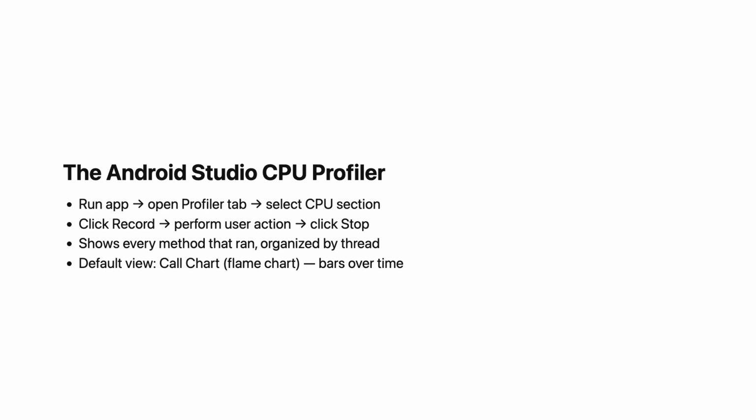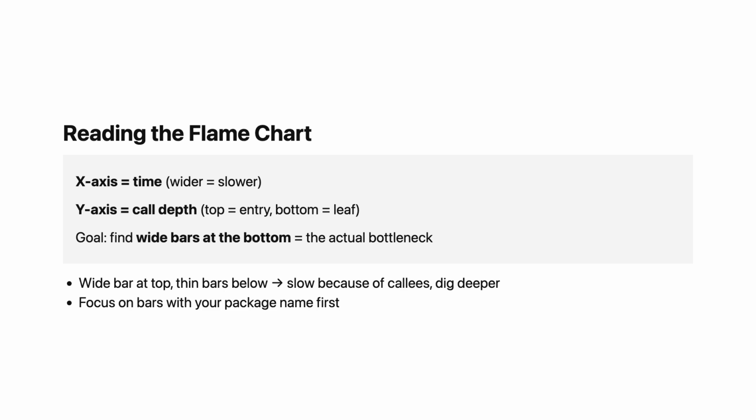The flame chart has two axes. The horizontal axis is time. The wider a bar is, the longer that method took to execute. The vertical axis is the call stack depth. The topmost bar is the entry point, usually something like performTraversals for UI work or your coroutine's invoke for background work. Below it are the methods it called, and below those are the methods they called, and so on.